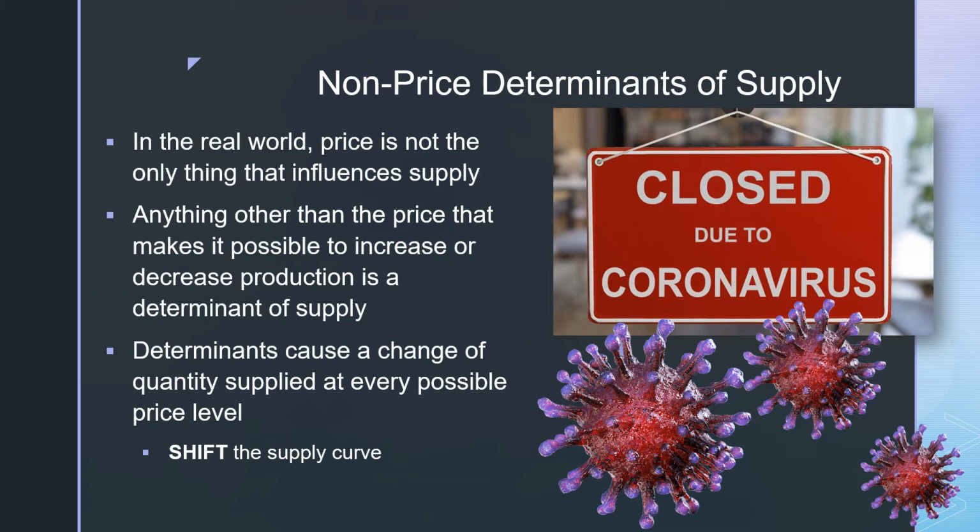So determinants cause a change to the quantity supplied at every possible price level. And this is reflected as a shift in our supply curve. So once again, we can say, if anything other than the price changes, shift happens.